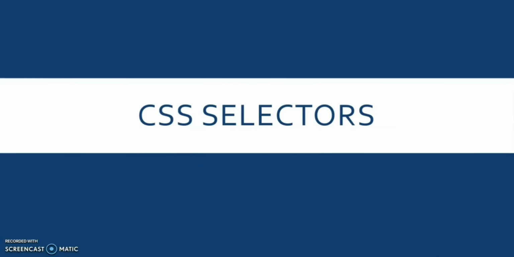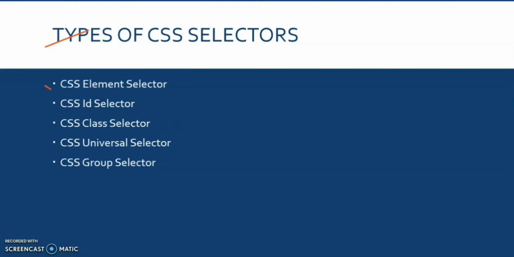CSS selectors are used to select the content you want to style. There are several different types of selectors in CSS, such as CSS element selector, ID selector, class selector, universal selector, and group selector. Let me show you use of all these selectors.